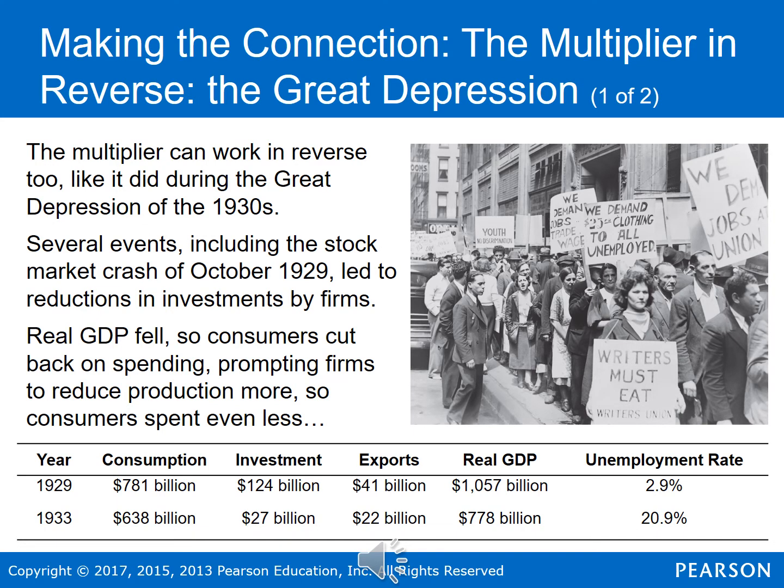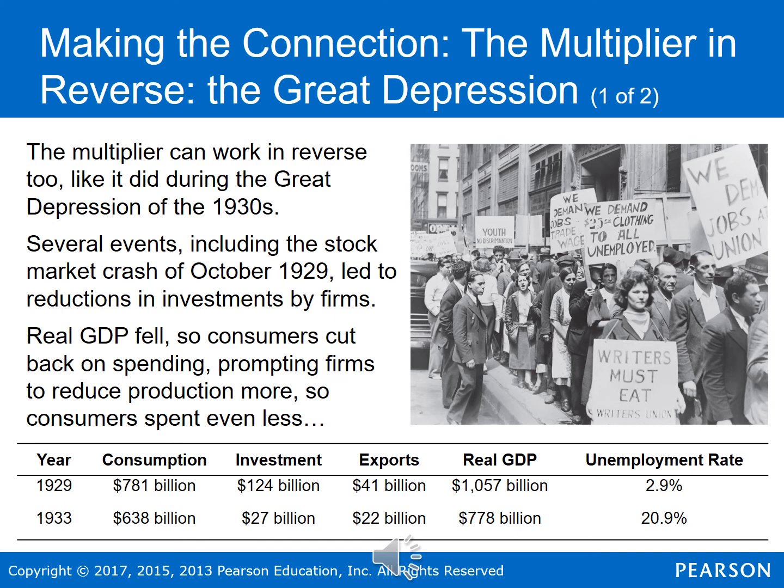The multiplier isn't always a positive thing. Sometimes, in some rare situations, you can experience a negative multiplier. So during the Great Depression in the 1930s, what we saw is the multiplier working in reverse. So in August 1929, the economy reached the business cycle peak. Soon after that, there were several negative events, including the stock market crash of October 1929. So both consumption spending and planned investment declined afterwards.